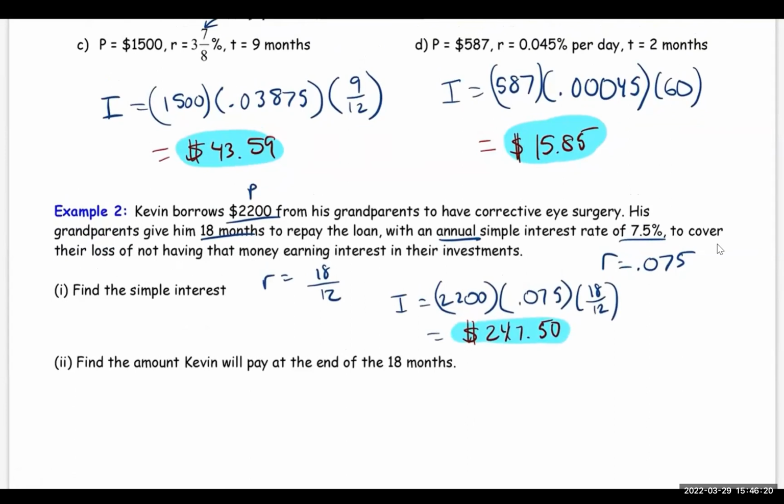Find the amount that he will pay at the end of 18 months. So to figure out how much total, you would take the amount that he borrowed, the principal amount, and add 247.50, which is the interest. So he's going to pay his grandparents back $2,447.50 after 18 months.